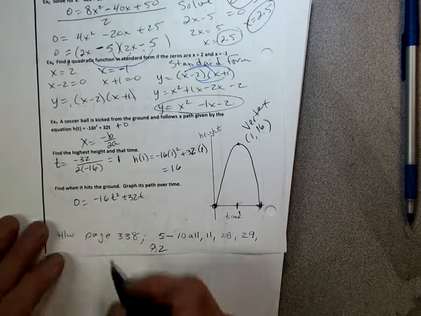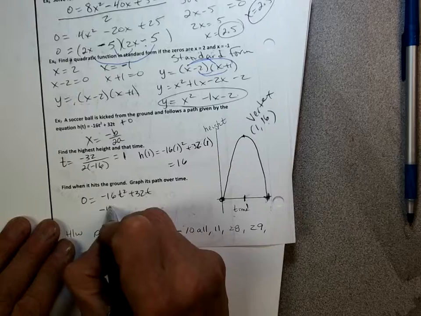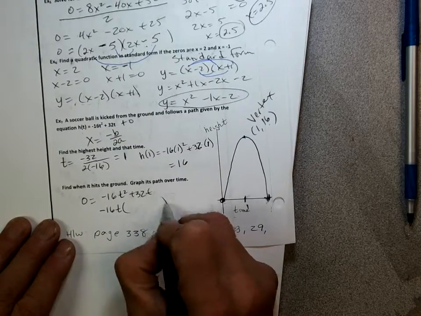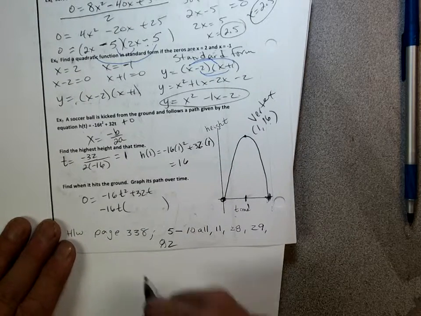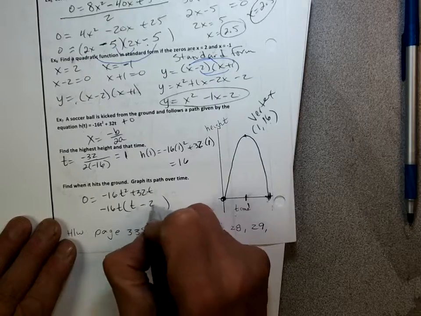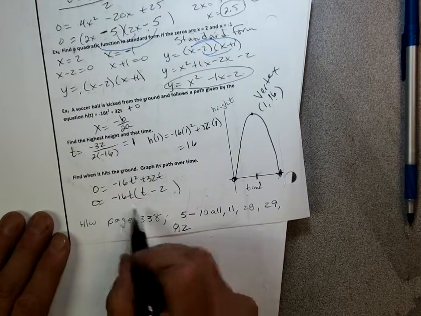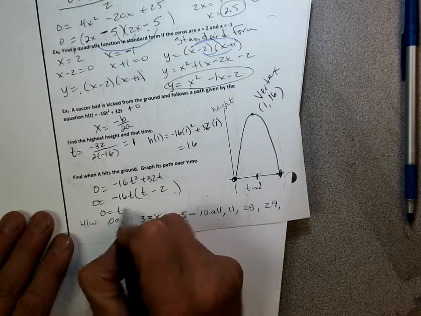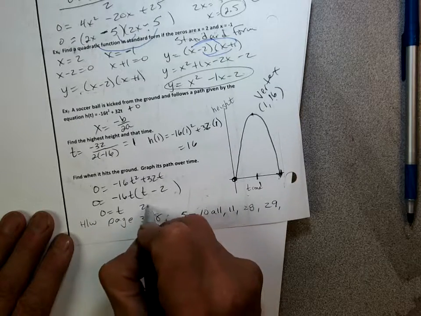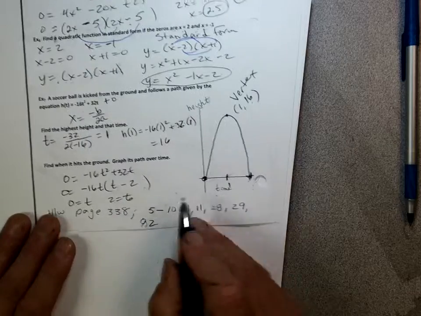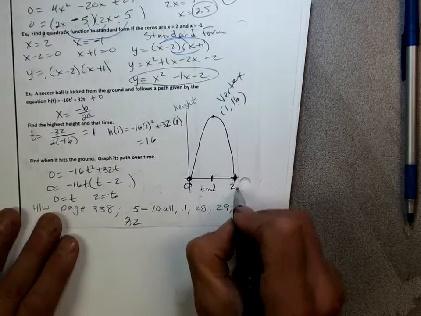Well, I'm going to factor. I factor out a negative 16t, because that's what they have in common. I'd have a t minus 2. If I solve for t, I would get 0, and I would get 2. That makes sense, because that's 0, and that's my 2.